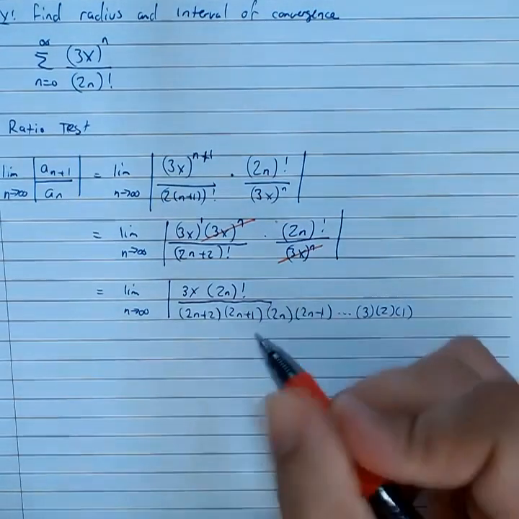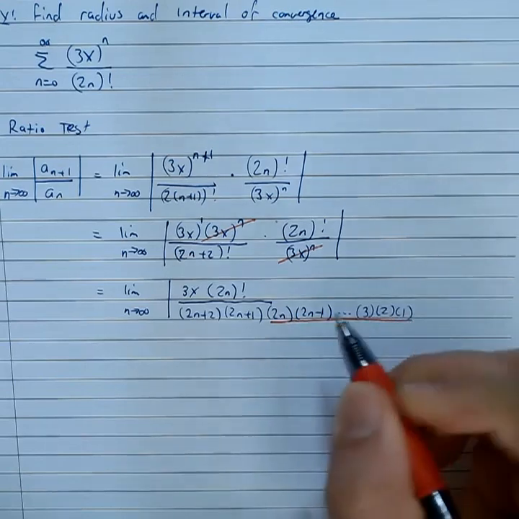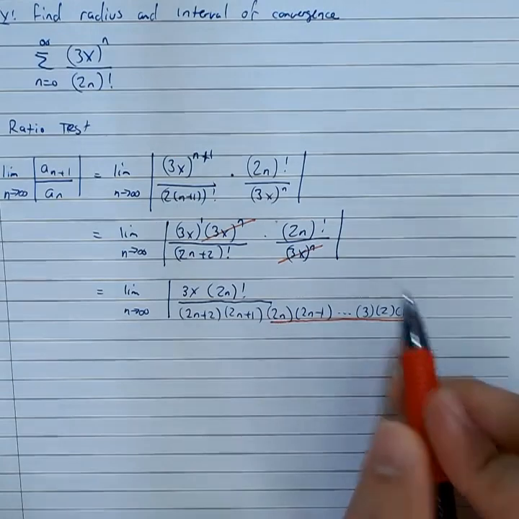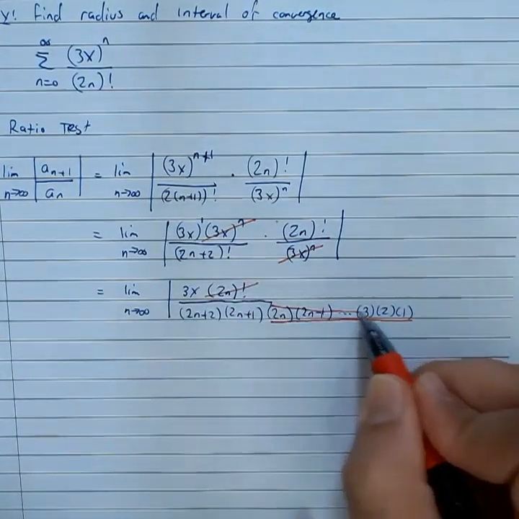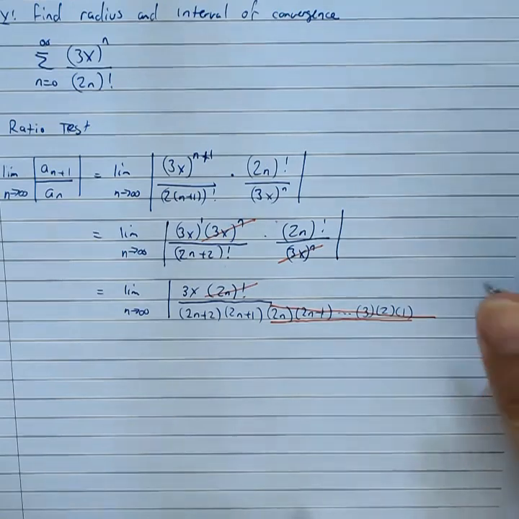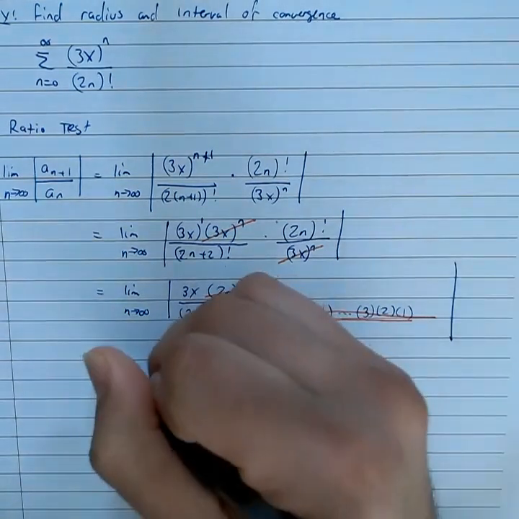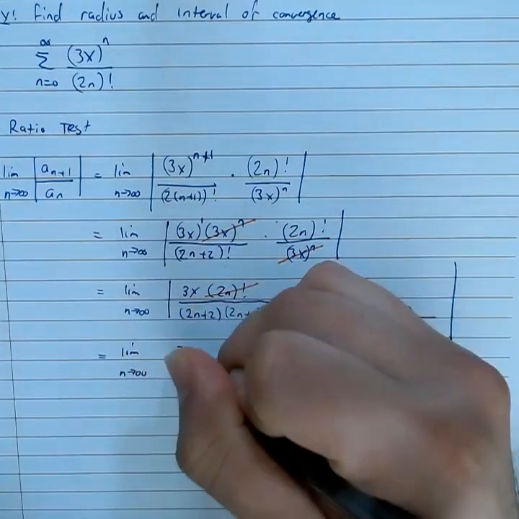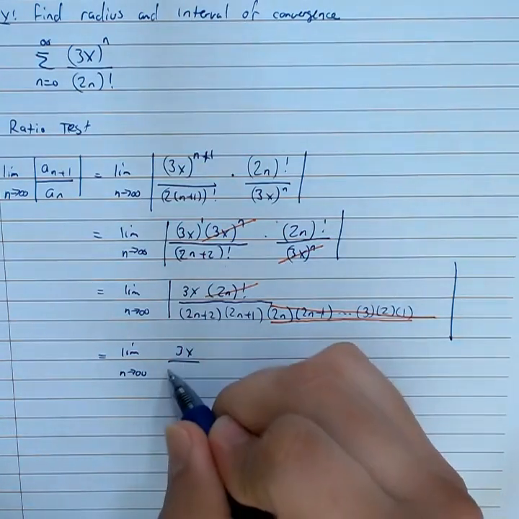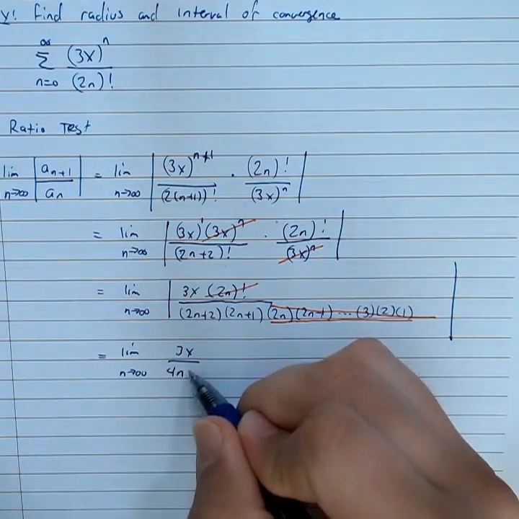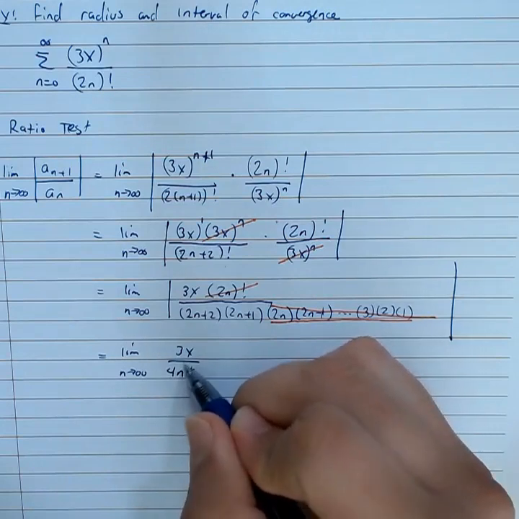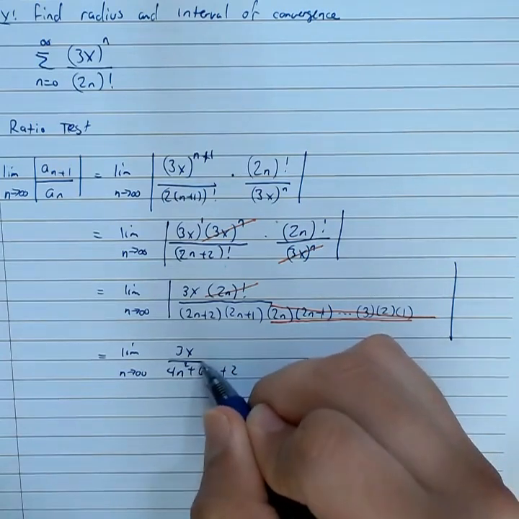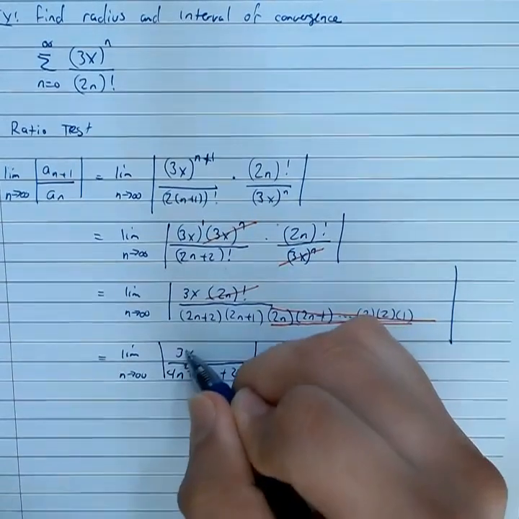But notice that from here on, that's just 2n factorial. Starting from 2n, counting down to 1. So here, this 2n factorial makes that 2n factorial go away. They divide out. And so we're left with the limit as n approaches infinity of 3x in the numerator over, I can write that out as 4n squared, plus 6n plus 2. Like that in absolute values.